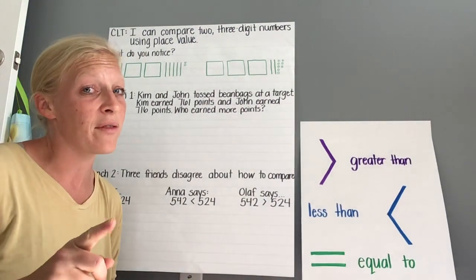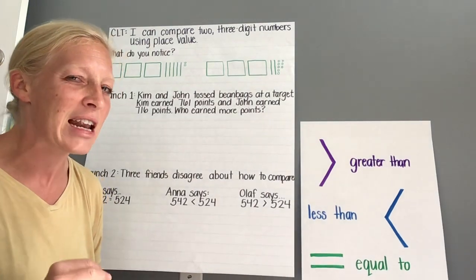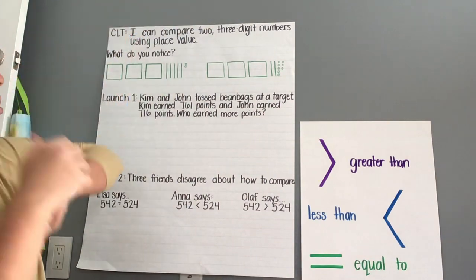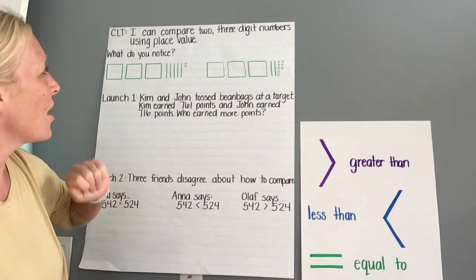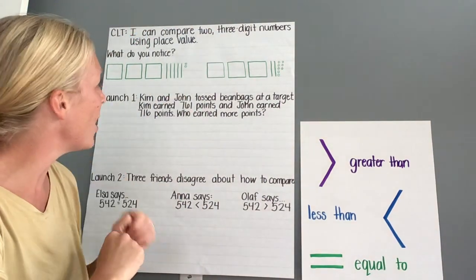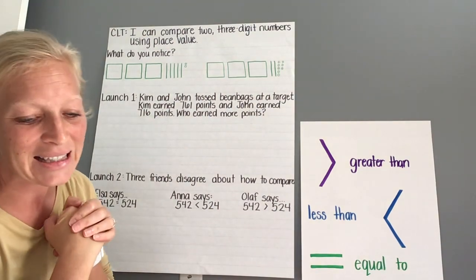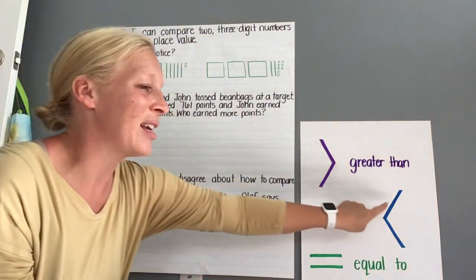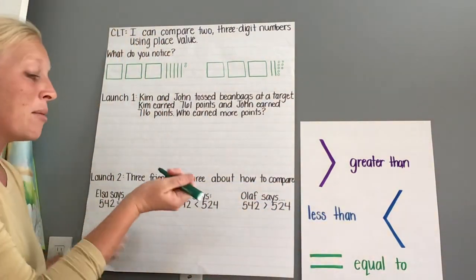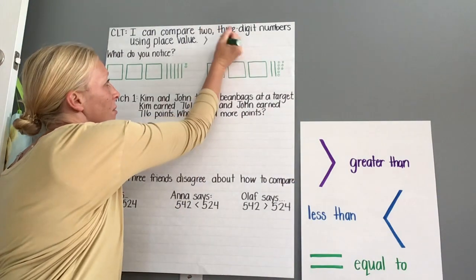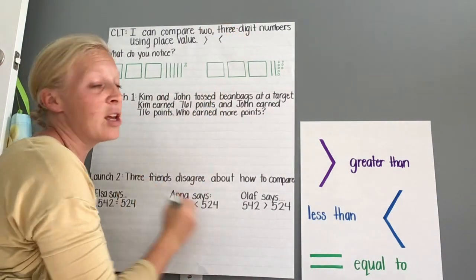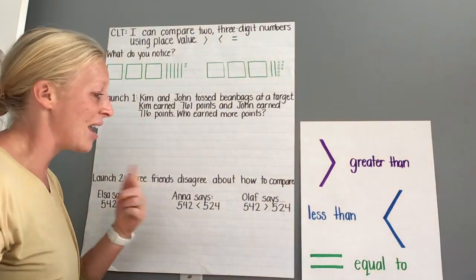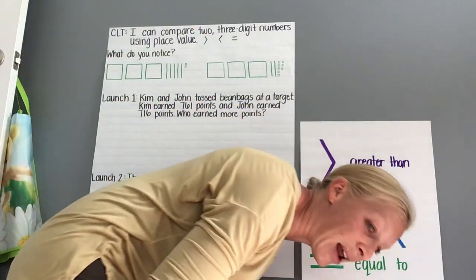Today we're going to do more of that, but those numbers might look a little different. Let's go ahead and get our target ready and jump right in. I can compare 2 3-digit numbers using place value. And remember, when we compare, we're using these 3 symbols. Maybe you're using the greater than symbol. Maybe you're using less than. You might even be using equal to. So be using those symbols today to compare these 2 numbers.